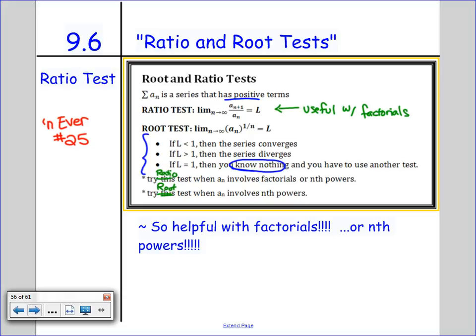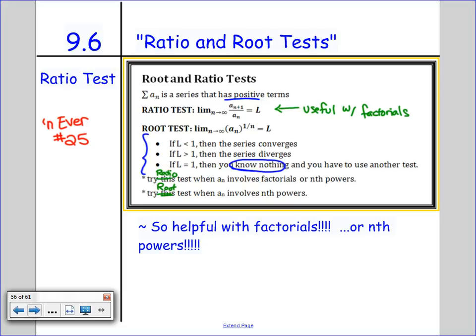Really quick hint, which I don't know if it's something to memorize, but it is something to definitely know. And Melissa, you'll like this. Ratio test, you can use it when there are factorials or nth powers. Root test can also be for nth powers. So the ratio test is really nice for factorials or nth powers, and then the root test is nice for nth powers as well. I know I'm kind of hitting that home.